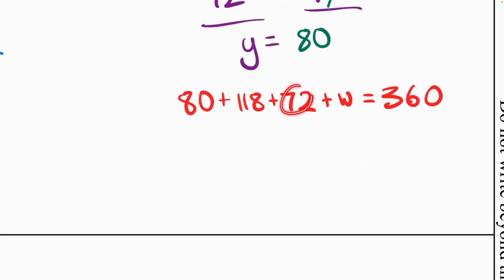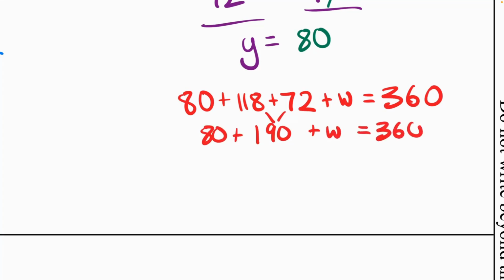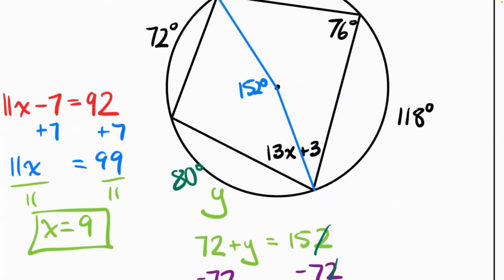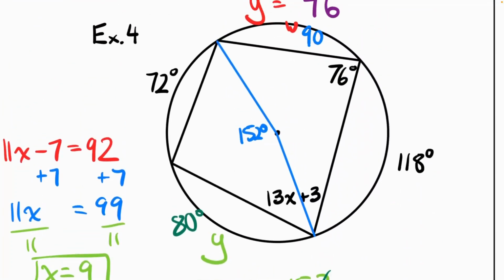All right, I'm going to do my 72 and 118 because a 2 and the 8 makes a perfect 10. I'm making this 120. 120 plus 70 is 190. So this is going to be 190 for these two. And then I can do 80 plus 190, which is going to be 270. Which means W is what? Someone help me for my final answer. Say it louder. 90. It is indeed 90. So we can come up here and say that this angle up here is 90 degrees.